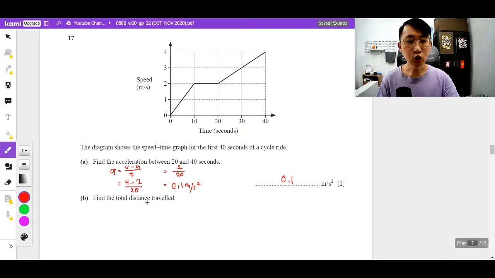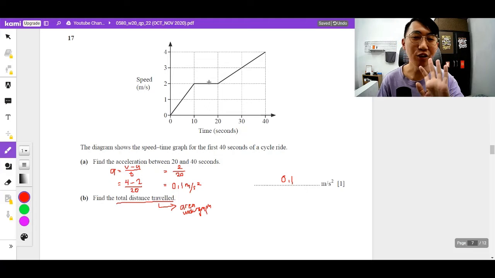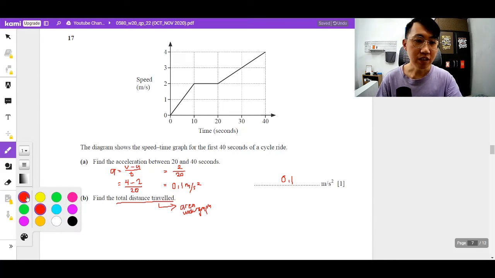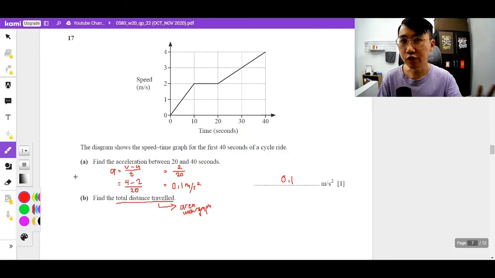B, find the total distance traveled. Remember, for speed time graph, they always ask this question. It means area under the graph. So area under the graph. Very bad handwriting. Here, you got many ways to do, it all depends on how you split. I am going to show a few ways. You can decide and try yourself.